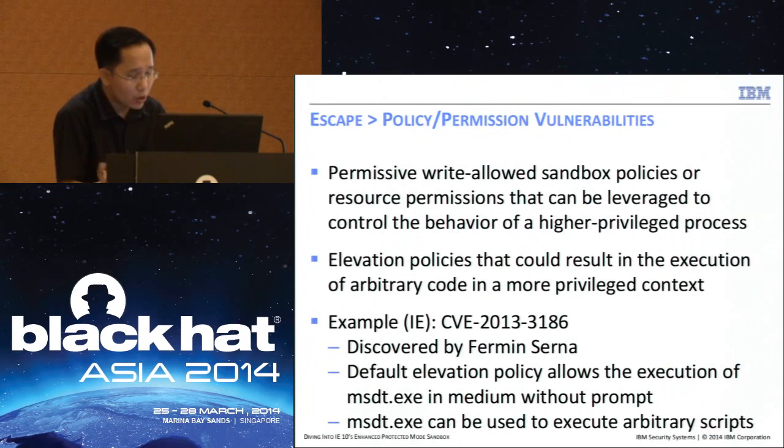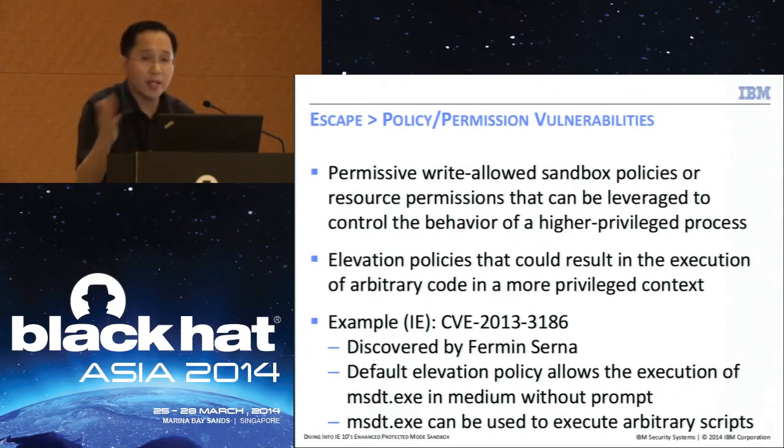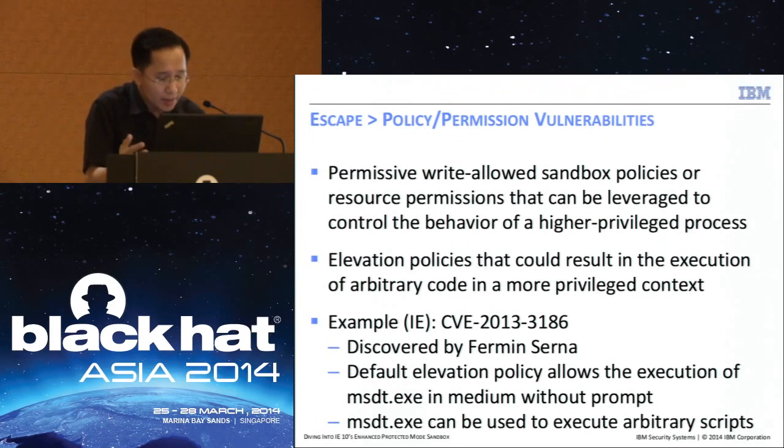So the next escape vector is policy or permission vulnerabilities. This involves weaknesses in the sandbox policies, such as overly permissive sandbox policies, or in the case of IE, permissive elevation policies. This also involves looking at the access control entries of files and registry keys, and finding which of those can be written to.